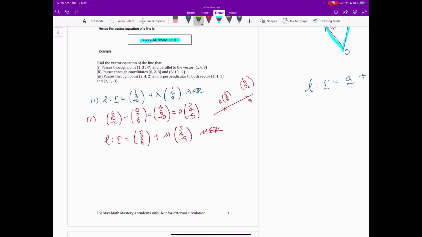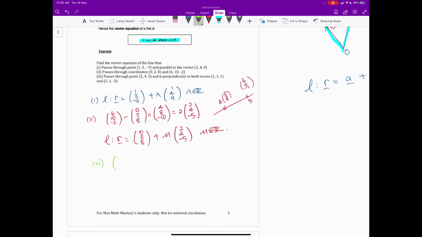Now the last one, part 3: passes through the point (2, 4, 2) and is perpendicular to both the vectors (1, 1, 1) and (2, 1, -3). So I have a point, which is (2, 4, 2). Great. How about the direction of the line? The question did specifically say that the line is perpendicular to both the vectors (1, 1, 1) and (2, 1, -3). What we learned in vector 1 is that to find a vector that's perpendicular to two vectors, I will have to cross them.